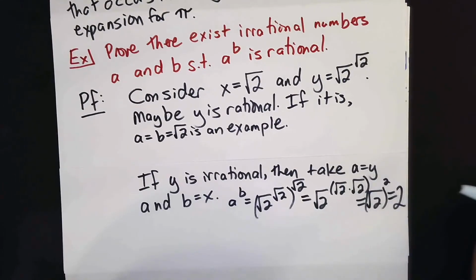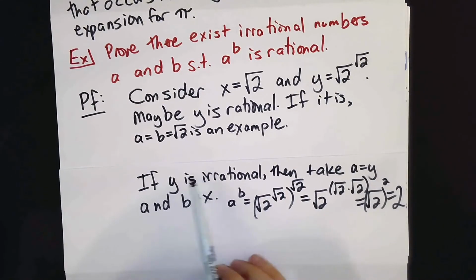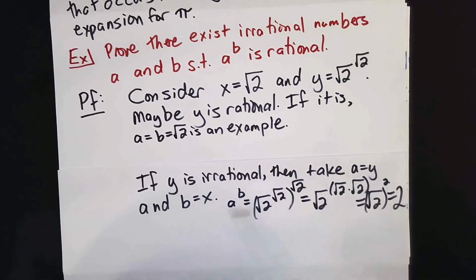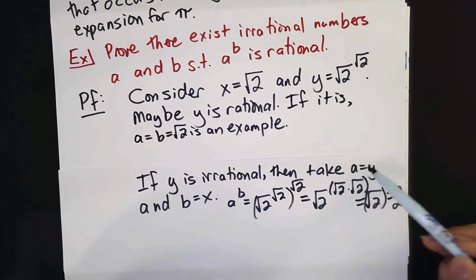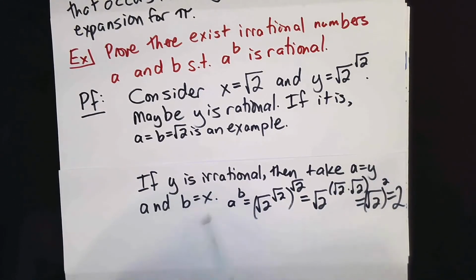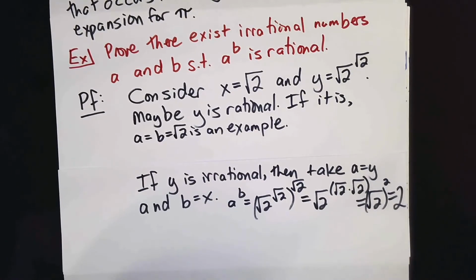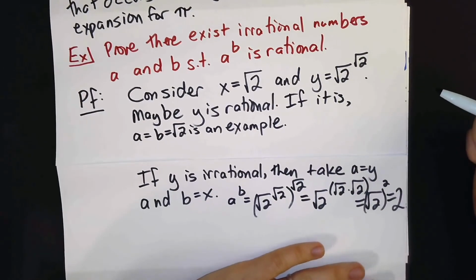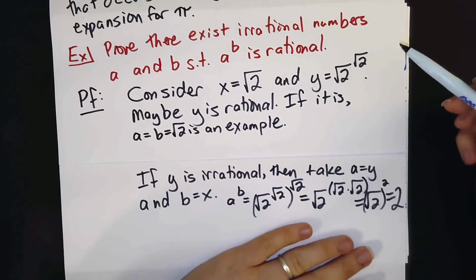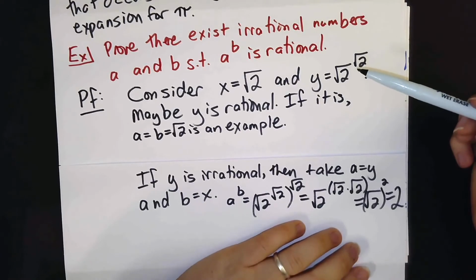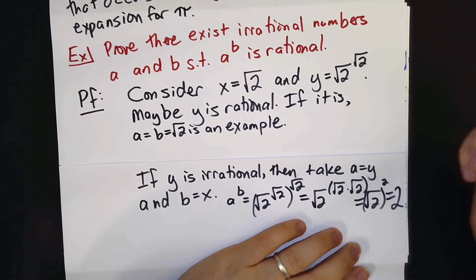And so again, here we're talking about what happens if y is irrational. If y is irrational, then, well, it's a valid choice for a. Square root of 2 I know is irrational, so it's a valid choice for b, but then that gives you an example of an irrational number to an irrational power that is rational. And now, the key thing here is that we don't need to know whether y is rational or irrational in order for this proof to work.